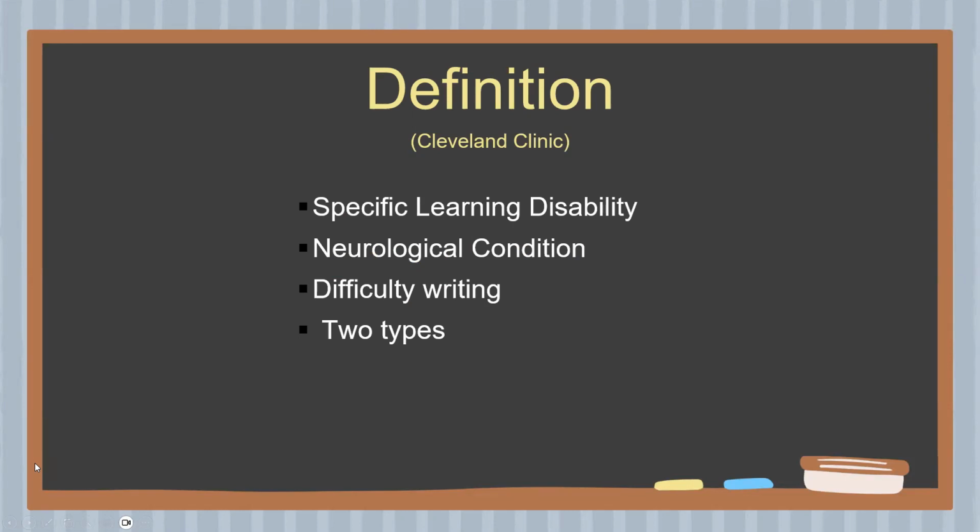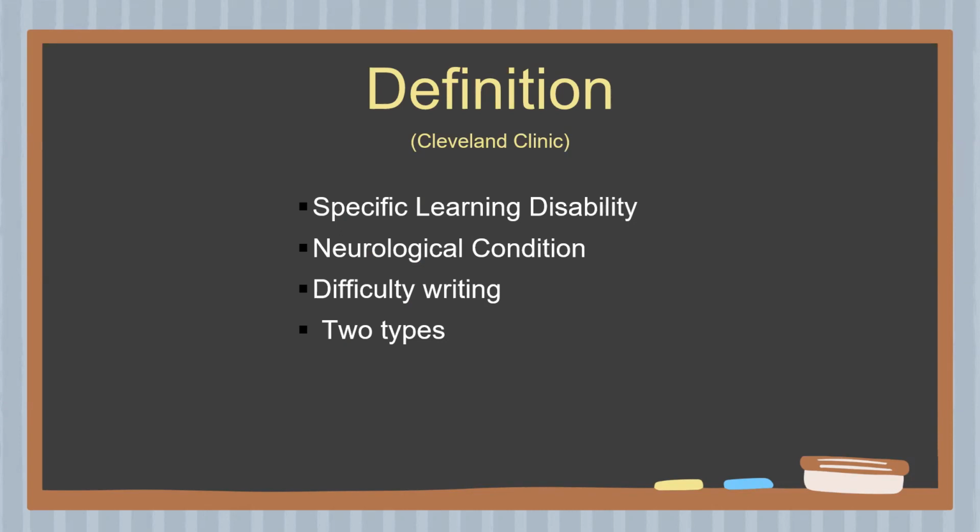Dysgraphia, as defined by the Cleveland Clinic, is the neurological condition and learning disability in which someone has difficulty with writing for their age level. Dysgraphia, according to the IDEA, is a specific learning disability. Dysgraphia presents as a difficulty writing, both with the physical aspect of writing, such as writing the letters on the page, and issues with translating thoughts into words. So finding the right words to say when writing.